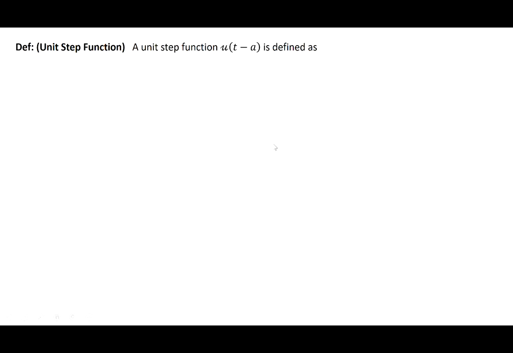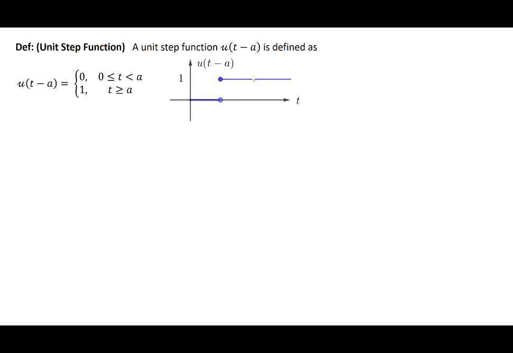A unit step function. Here's a definition of a unit step function. A unit step function u of t minus a is defined as a piecewise function. U of t minus a is 0 when 0 less than or equal to t less than a, and equal to 1 when t greater than or equal to a. The graph of it looks like this.